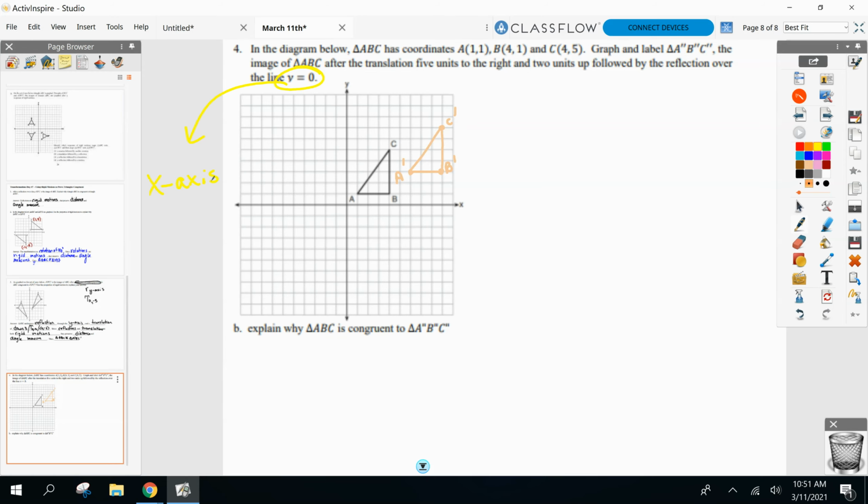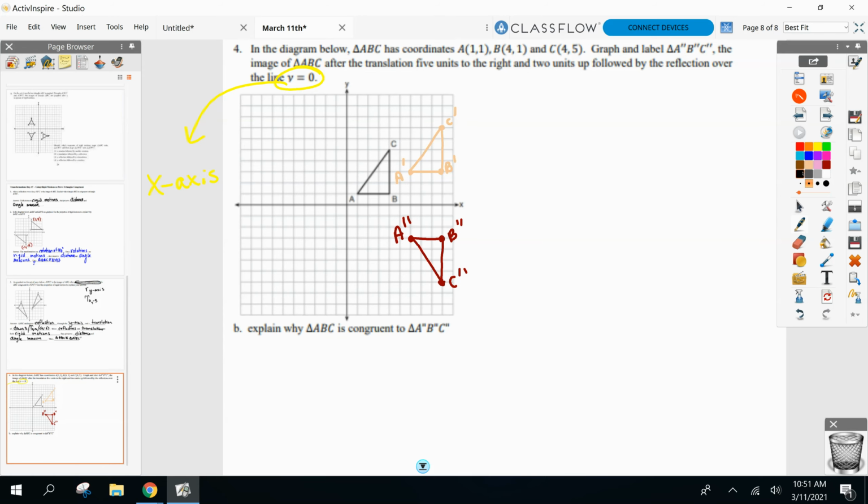Now it becomes pretty easy, right? So let's reflect it over the x-axis. If we have a question that says y = 0, can we put x-axis in the field? Yeah, that's fine. It's the same thing. Make sure we're double prime there at the end.